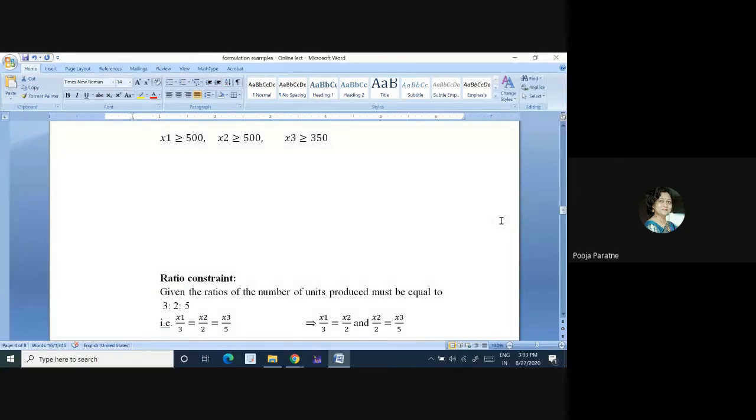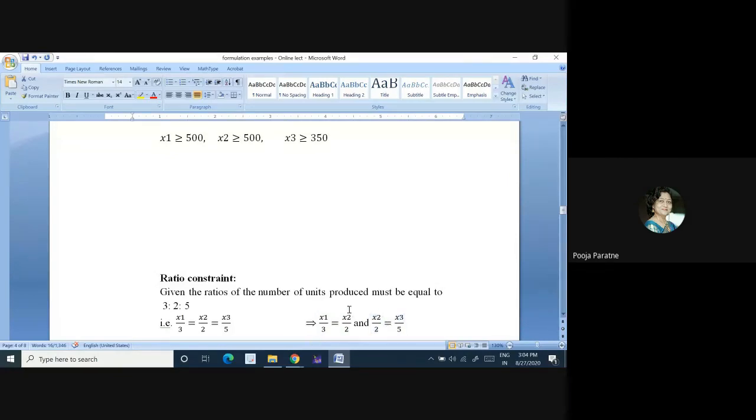So how to write it? In this way: x1 upon 3 equals x2 upon 2 equals x3 upon 5. You can say this is like the direction cosines and direction ratios of the lines which you studied in your BSc, because direction cosines and direction ratios of the line are proportional to each other. In the same way here, these numbers 3, 2, 5 are proportional to x1, x2, x3. So from this, if we make pairs, we get the first pair as x1 upon 3 equal to x2 upon 2, and the next pair x2 upon 2 equal to x3 upon 5.